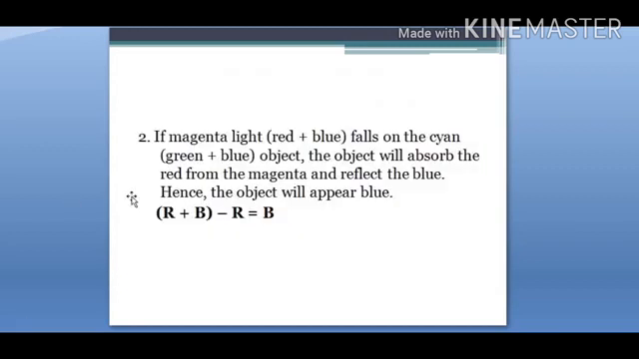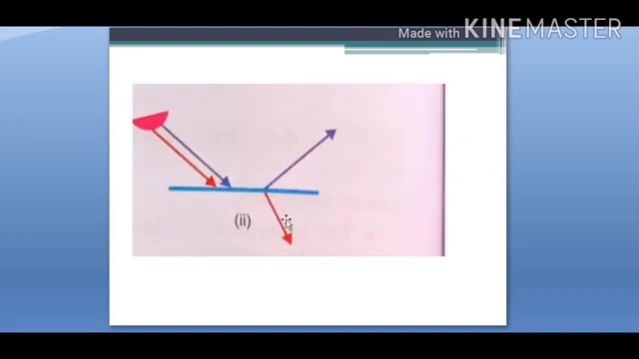Next, if the magenta light, red plus blue, falls on the cyan, green plus blue, object, the object will absorb the red from the magenta and reflect the blue, hence the object will appear blue. Here, the two colors, red and blue, are falling on the green and blue object. Right? The red will get absorbed and blue will be reflected, so the color of the object is blue. Two colors of light are falling here. Red is getting absorbed and blue is reflected, so the color of the object appears to be blue.